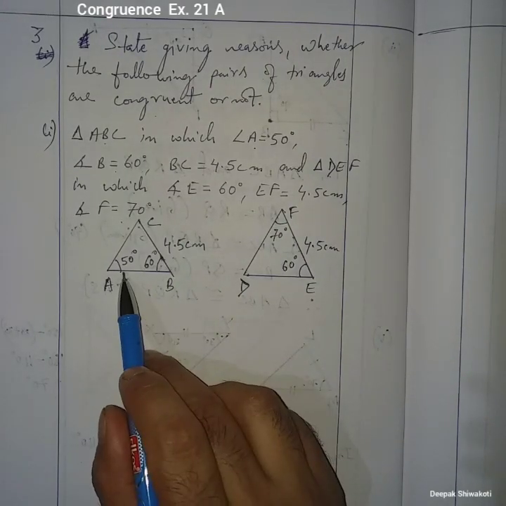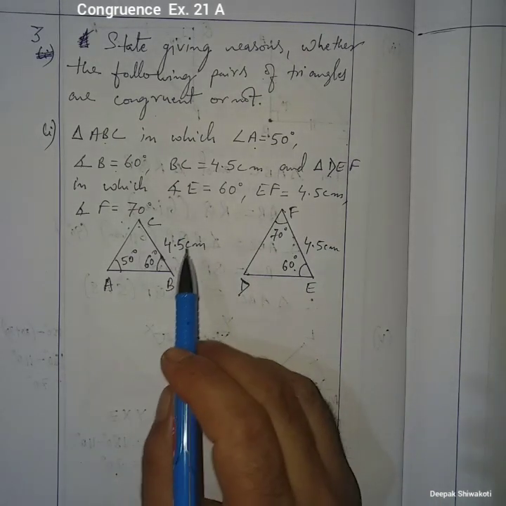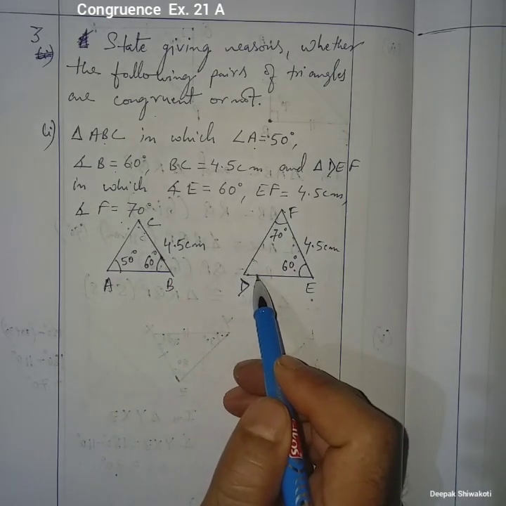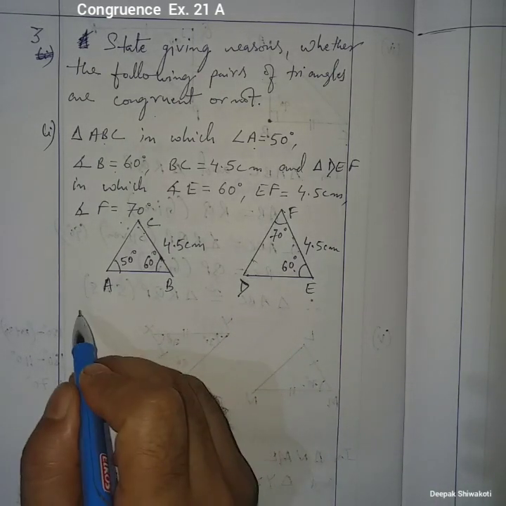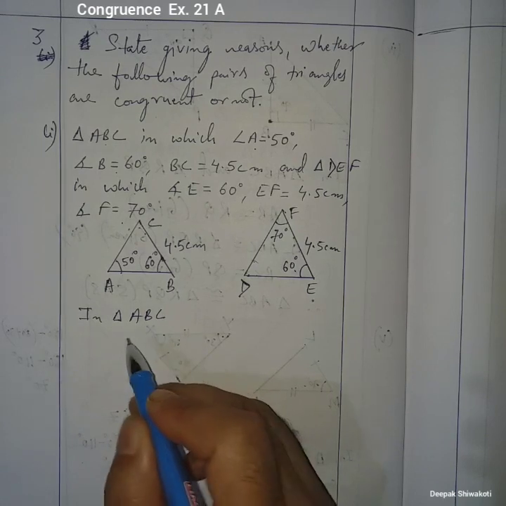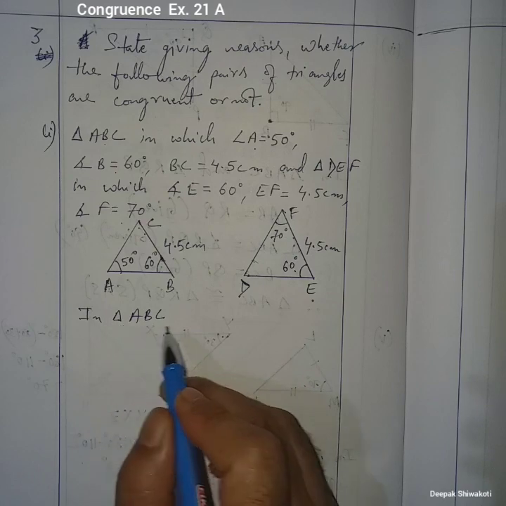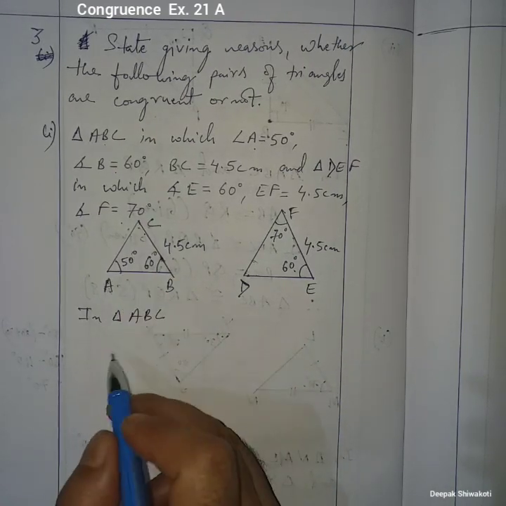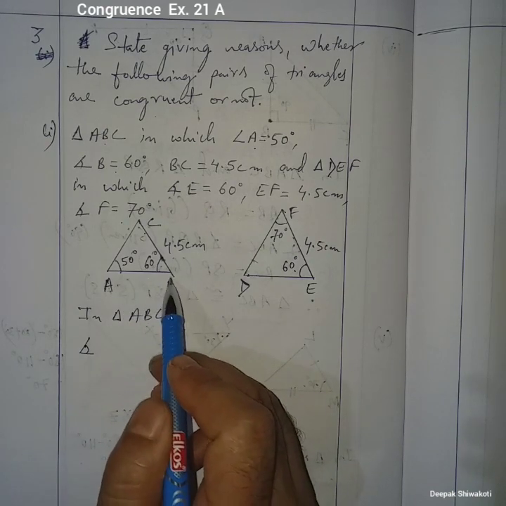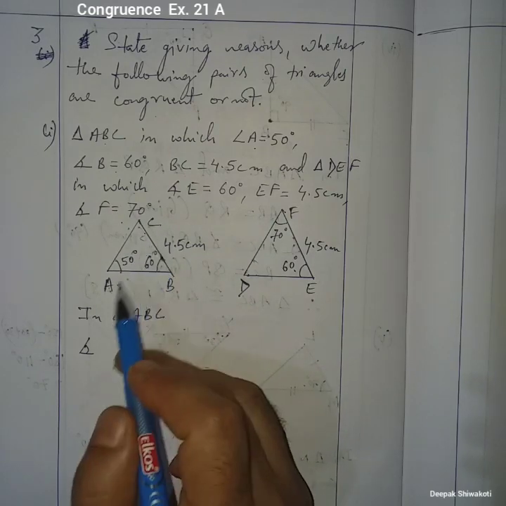Now 50 degree is there, 60 degree is there, 60 degree is there. So this angle we have to find in this triangle, and this angle we have to find in this triangle. So in triangle ABC, this is the symbol of triangle. Okay, and angle C we are finding. The triangle name is ABC, so this angle is named as BCA.